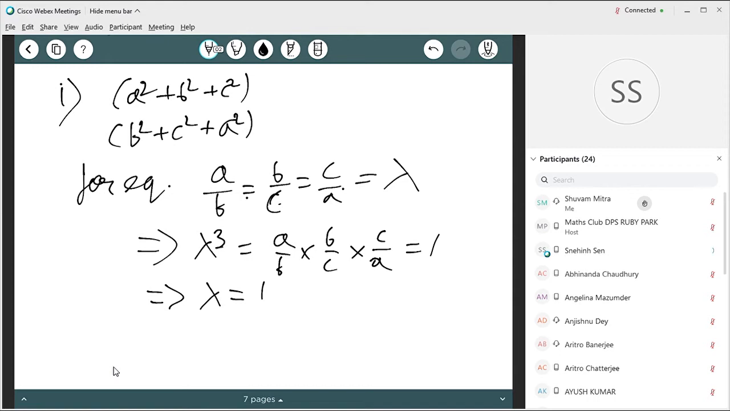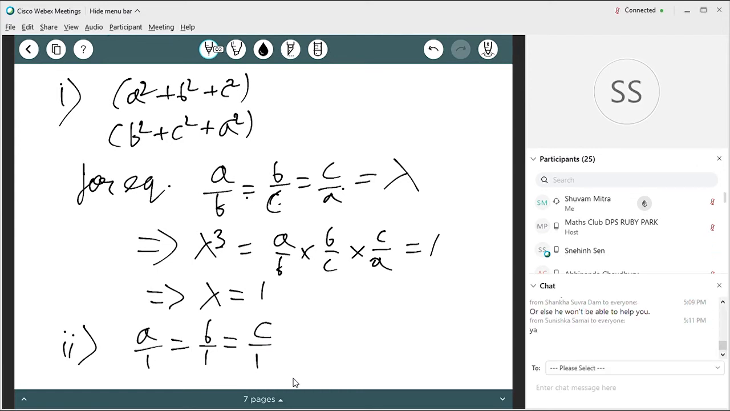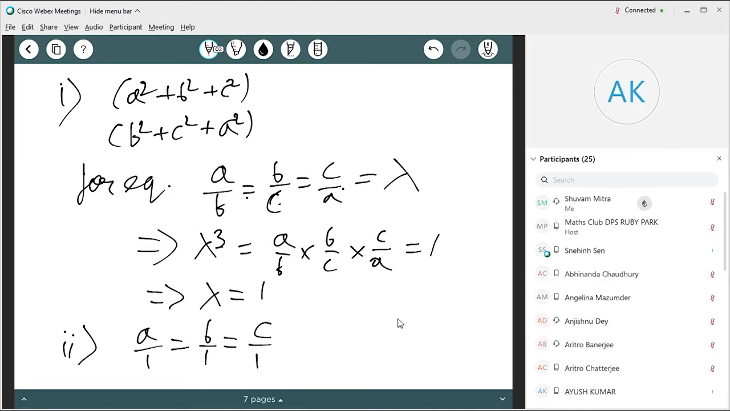Okay, and for the second one, it's easier. The equality case is simply a by 1 is equal to b by 1 equal to c by 1, and that's what's needed. Okay. Have you guys noted this part?